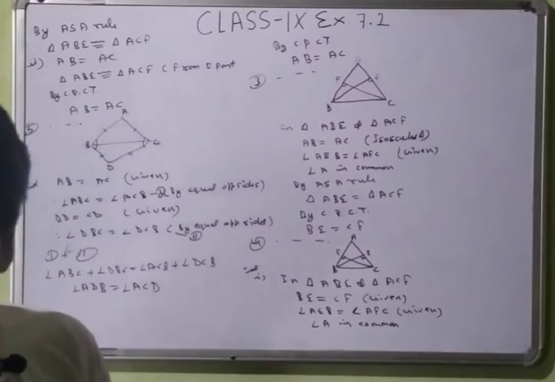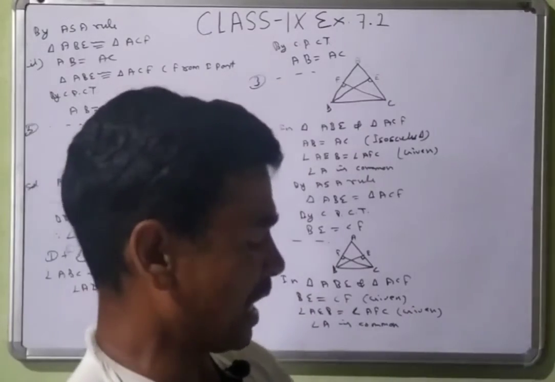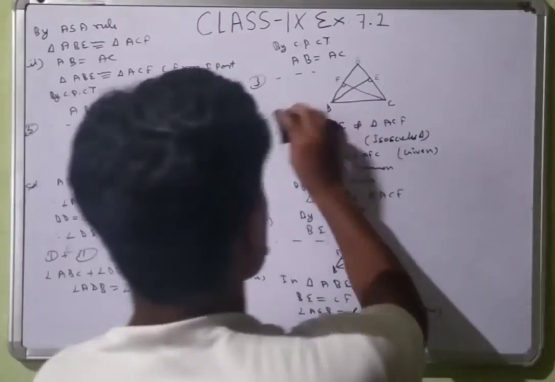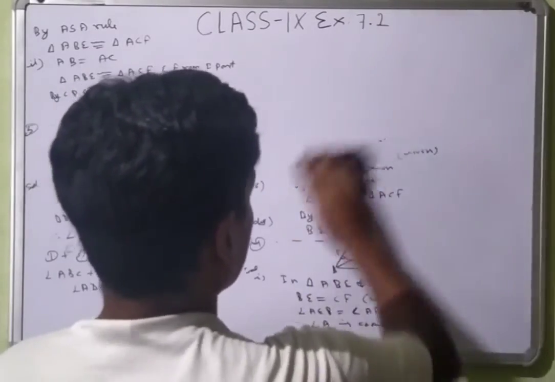Question number 6, that ABC is an isosceles triangle, in which ABC is an isosceles triangle, that's also, I think, given in that diagram.